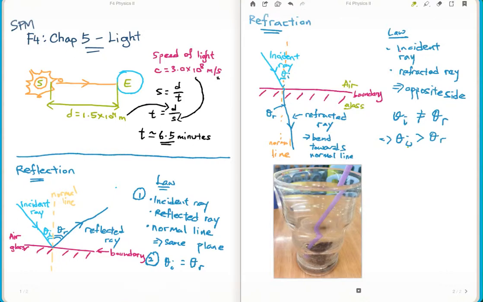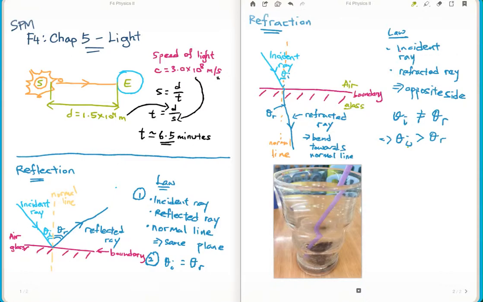See 1, 2, 3, because the glass bends. It follows the shape of the glass, you see? This is actually a straight straw, but it turns out to look bent. This is kind of an illusion caused by refraction.